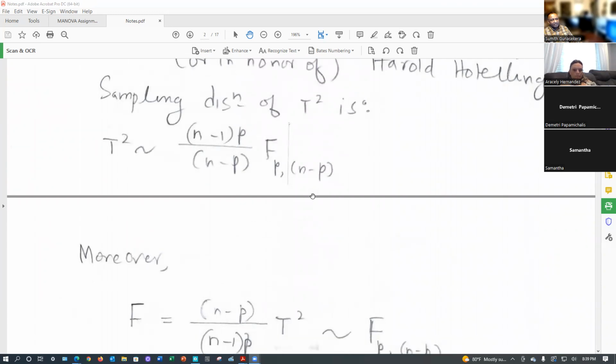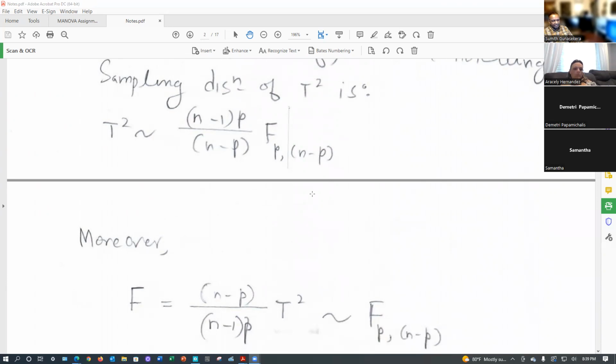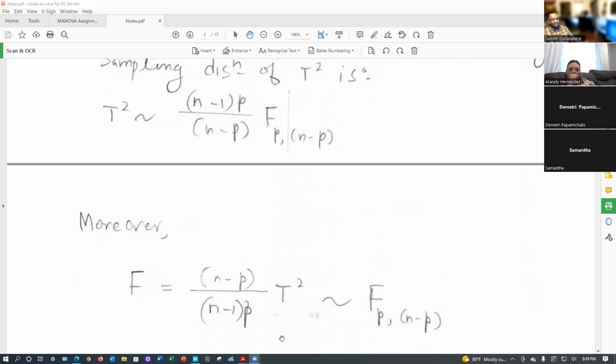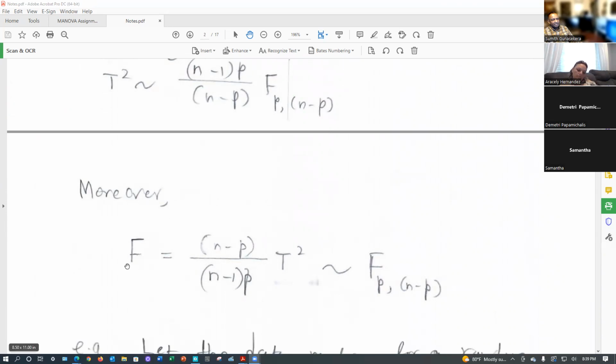If you rearrange, on the other hand, you can write F in terms of t squared. I'm going to move the n minus p here and divide by this one, and then I can write F, which is the same as that over p. So if you want to convert t squared into F, you have to multiply by this factor that will contain the degrees of freedom for the numerator and denominator. Okay, a rough idea.